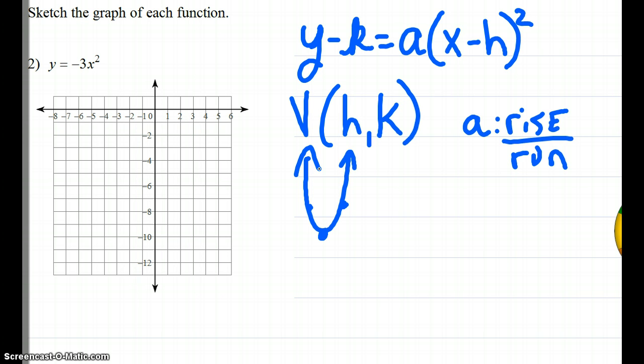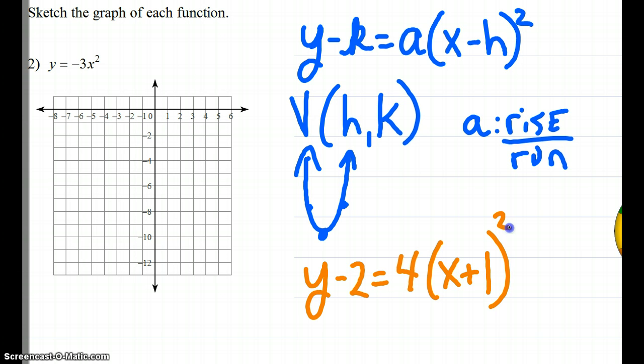And when we graph in vertex form, we'll get practice of just seeing. So if I have y minus 2 equals 4 times x plus 1, and you'll see this quantity squared, so you know that you have a parabola, or a U.